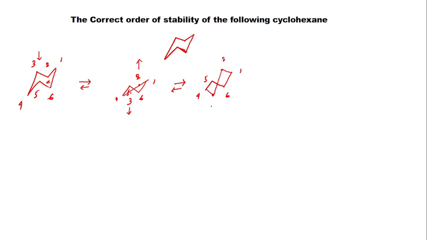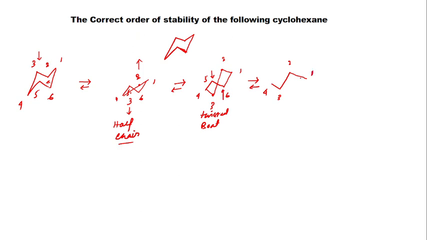So 2, 3. This is called half chair. And this is called twisted boat. Then what will happen now? This side is ready. Now I will follow this one. So my 4, 3, 2, 1 is ready. Then what I am doing is I just put down carbon number 5 and carbon number 6.